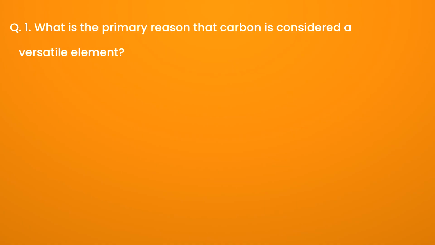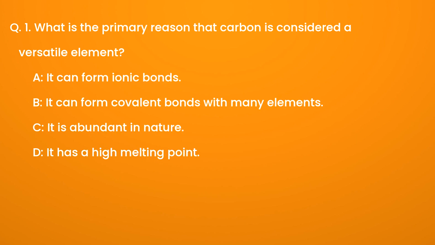Question 1. What is the primary reason that carbon is considered a versatile element? Option A. It can form ionic bonds. Option B. It can form covalent bonds with many elements. Option C. It is abundant in nature. Option D. It has a high melting point. You have 5 seconds to answer the question.